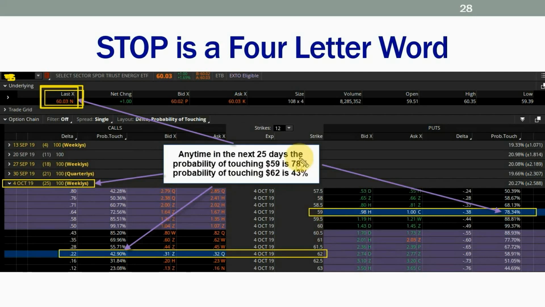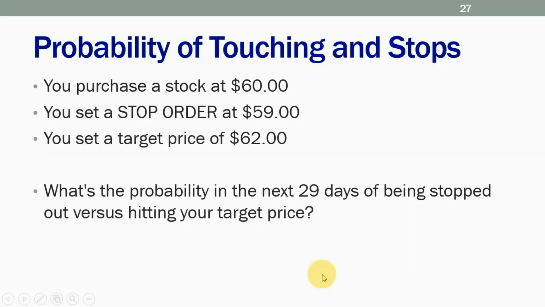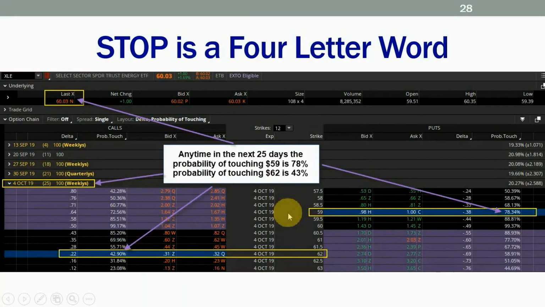All right. So here, this is any time in the next 25 days. What's the chance of hitting 59 versus the chance of hitting, for instance, 62? That's all I want to know. Here's the answer. There's a 78% chance of touching the 59 level versus a 43% chance of touching the 62 level. So in the aforementioned example, all I'm telling you is there's almost twice the opportunity to hit the stop order because you put your stop at 59.